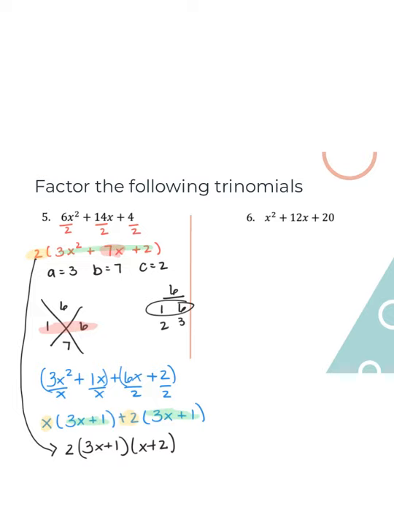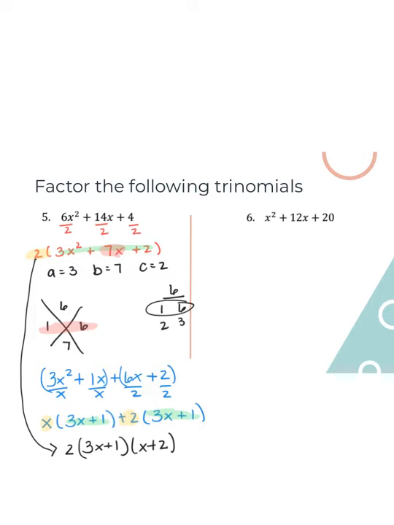Okay, next one I have x squared plus 12x plus 20. So when I'm thinking of a number, there's a 1 in front of that x squared. So I have a 1, a 12, and a 20. Well, the only thing that will go into all of those would be a 1. And we don't really have to take a 1 out because if you divide by a 1, you end up getting the exact same number. Like 12 divided by 1 is 12, and 20 divided by 1 is 20. So those wouldn't change at all.